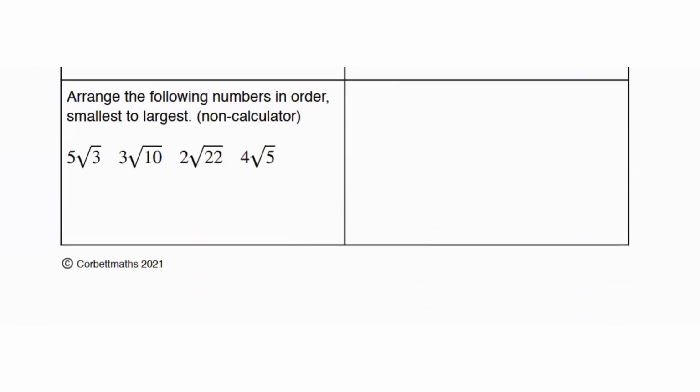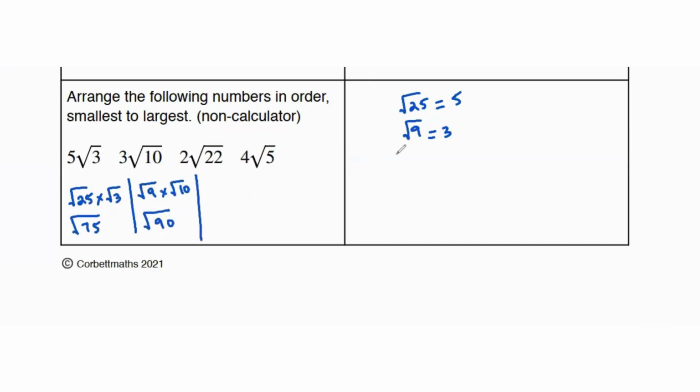Arrange the following numbers in order, smallest to largest. So you're not allowed to use a calculator in this. So what we're going to do is convert these. We know square root of 25 is 5. So I'm going to replace 5 root 3 with square root of 25 times 3. That's going to be square root of 75. Then we know square root of 9 is 3. So I'm going to do square root of 9 times square root of 10, which is going to be square root of 90.